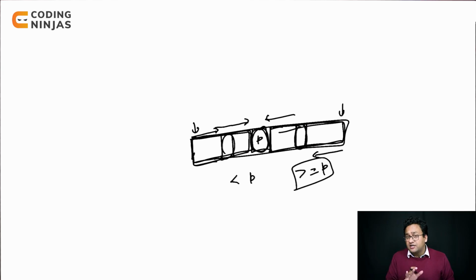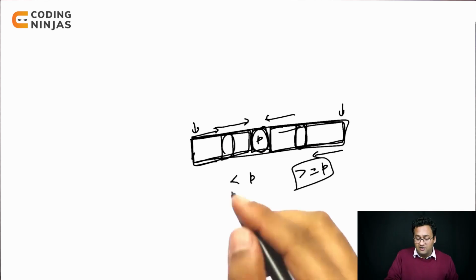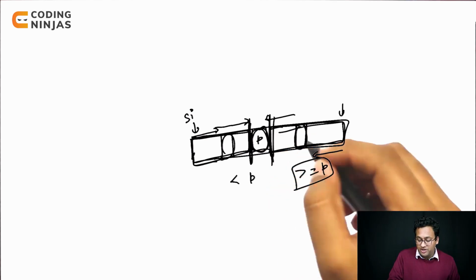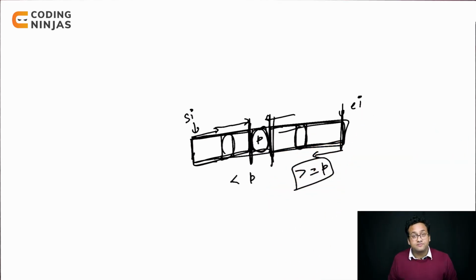I had already written the pseudocode as well. So in quicksort, you will have the base case. After the base case, you will call this partition. After partitioning, you will call quicksort on two halves, which is basically from the starting index till this point and from this point till the end index.